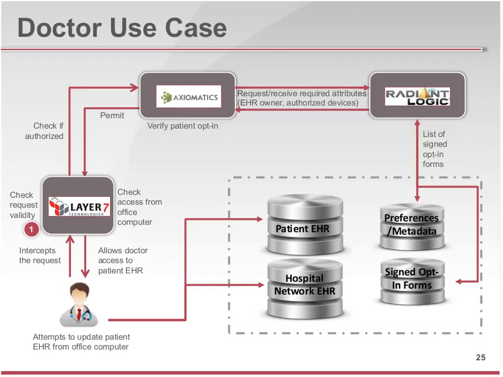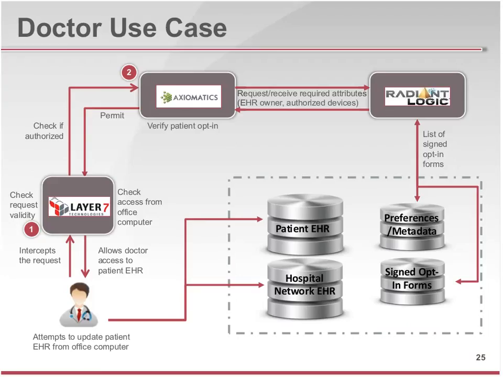So when we talk about flexibility, when we talk about performance, we look at policy. It doesn't necessarily have to be policy that's always enforced by Axiomatics. We have some flexibility here to do this type of check at the Layer 7 level. Layer 7 determines that it's from an office computer, and then it moves the rest of the heavy policy decisioning to Axiomatics.